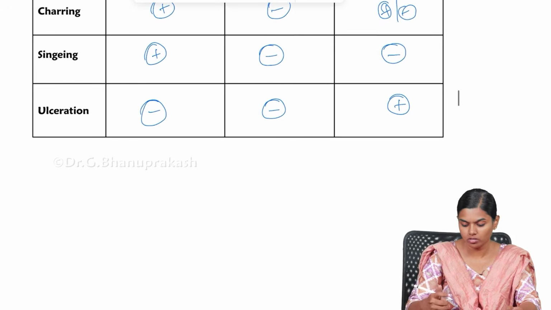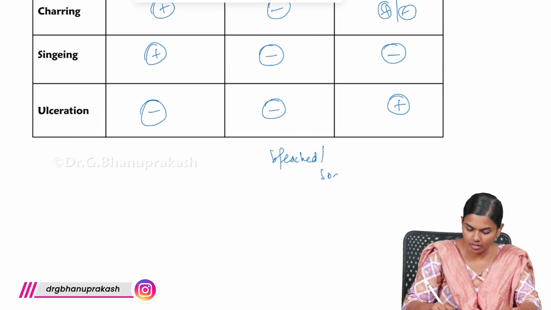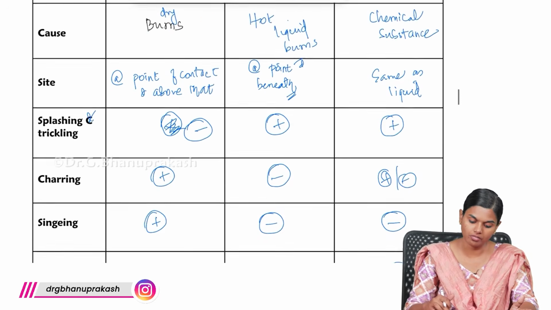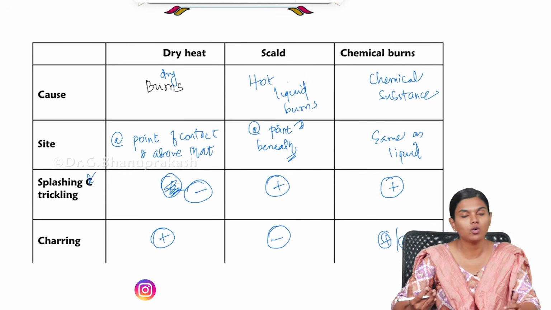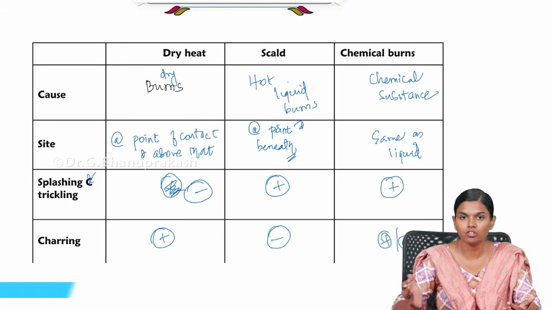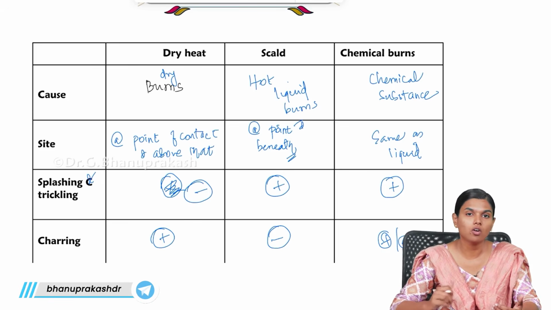Apart from that, you will also see a bleached, soddened appearance in case of these liquid burns. So this is the main difference. If they give a case scenario or a photo and ask you to differentiate whether it is a dry heat, scald or chemical burn, depending upon these features, you can differentiate all the burn injuries. So this is the main difference between these burns.